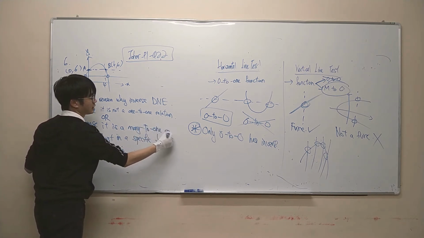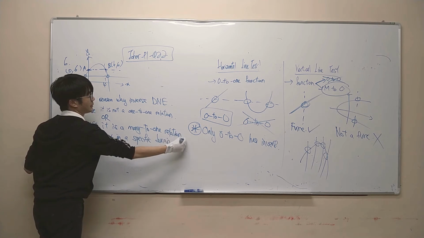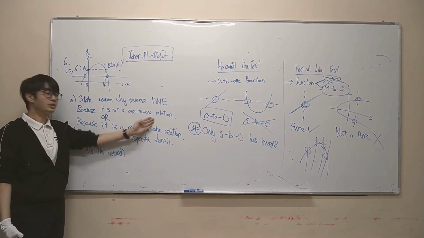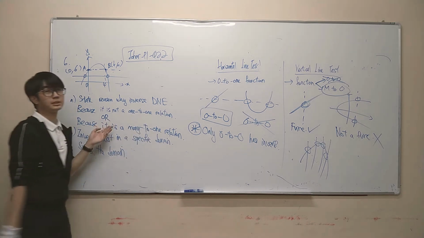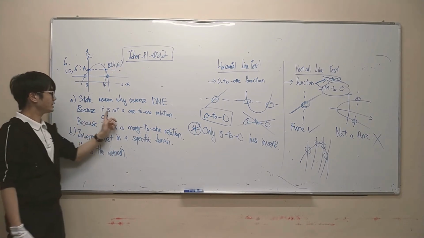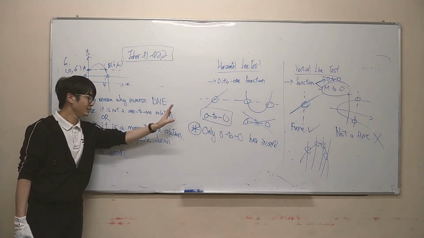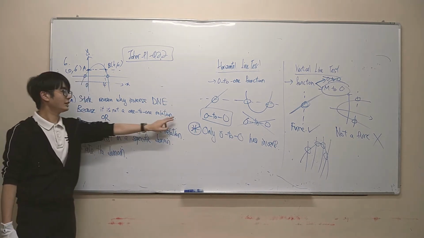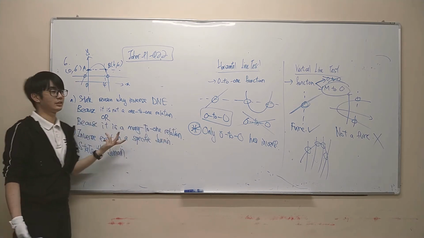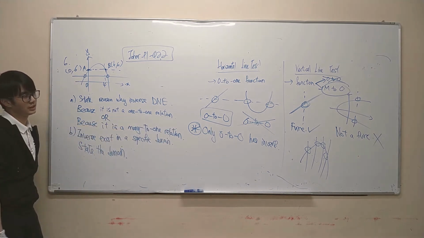Okay, I hope you understand what I'm explaining here. It means that you can write this as your answer, or you can also write this as your answer. Both are accepted. Or you can write both also. You can write because it is not a 1 to 1 relation, and then say this function is a many to 1 relation. Actually, just writing one of these is enough already.